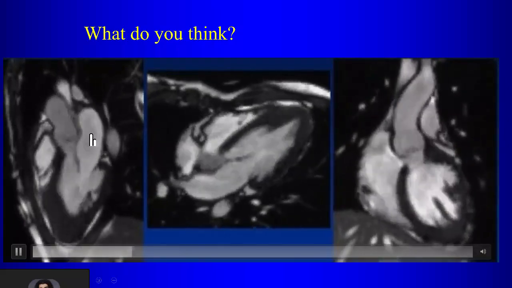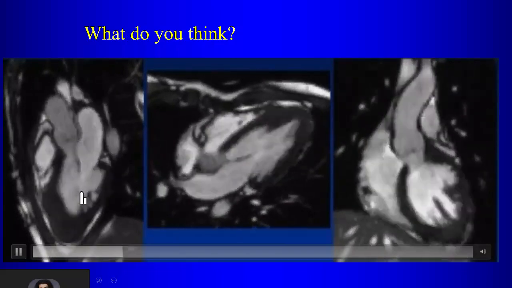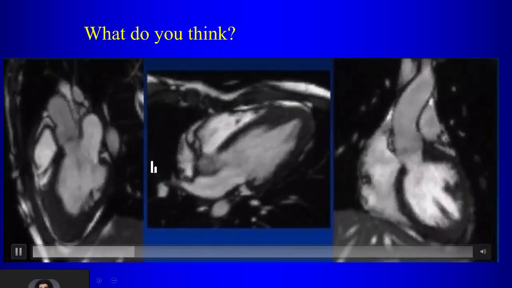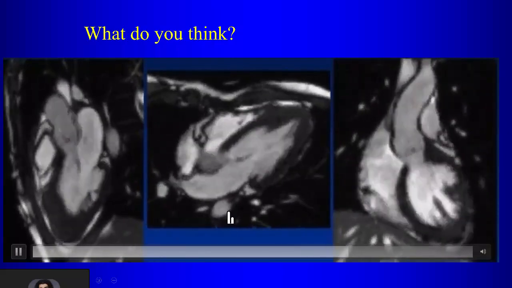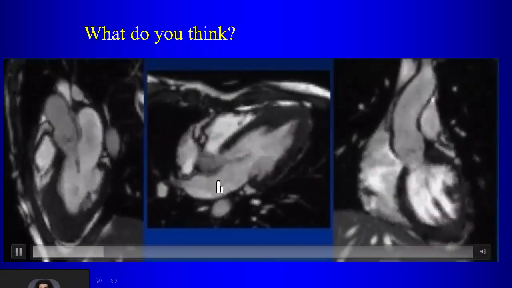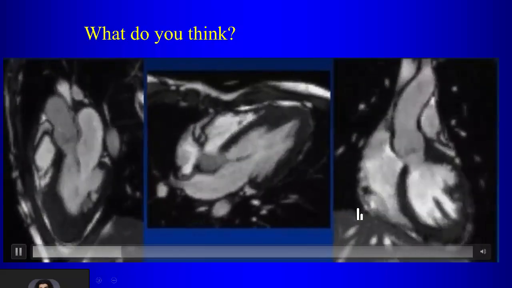So this chamber is left atrium, this guy, left ventricle, this guy over here, aorta, right? So ascending aorta. This one's kind of a four-chamber view, close to a four-chamber view. So this guy is left ventricle, and this guy, right ventricle, this guy over here, left atrium. And then here's a view through the ascending aorta.